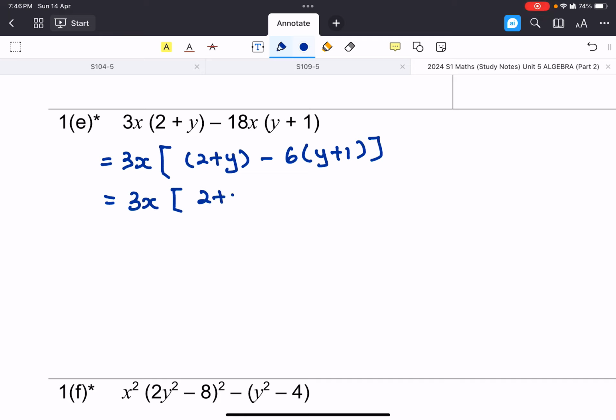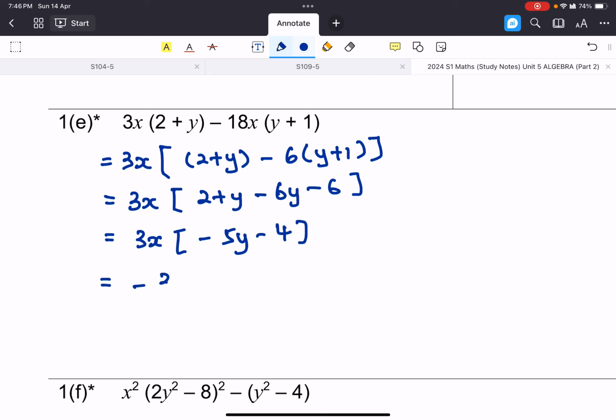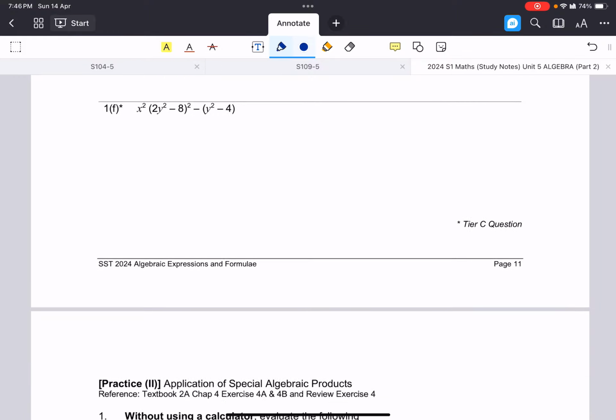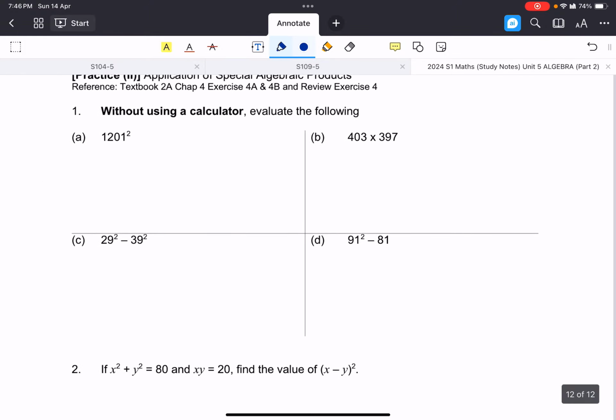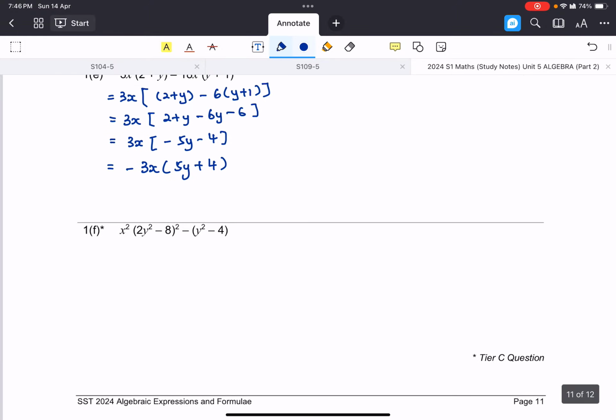So we have 2 plus y minus 6y minus 6, which simplifies to negative 5y and negative 4. Again, if the negative makes you uncomfortable, we can always extract it out. So negative 3x, and then we have 5y plus 4. Well, that works for me. And is that the last example of the day? Oh no, there's more. There's more. Okay, so let's finish it up.